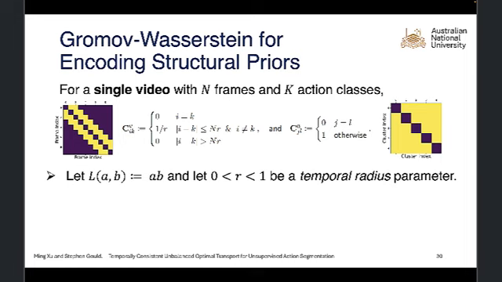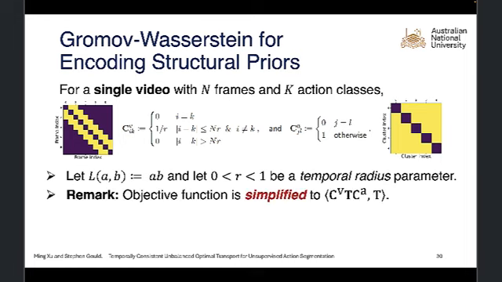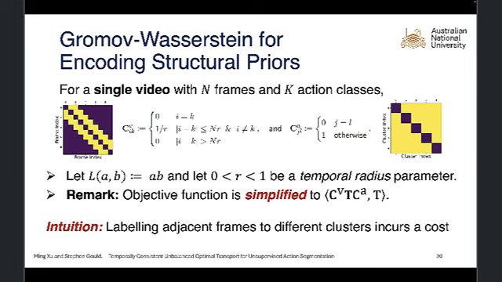And L is our loss function, and we just set this to be the product. And the objective function actually simplifies to this nice inner product form rather than that big sum. And the intuition of this Gromov-Wasserstein term, that inner product form, is actually very simple. It basically penalizes the case when adjacent frames are labeled to different clusters. So it's basically penalizing any configurations of pseudo-labels which are not temporally consistent.